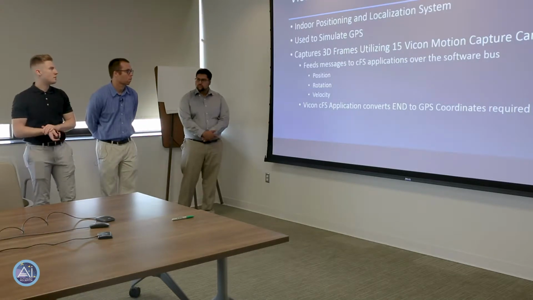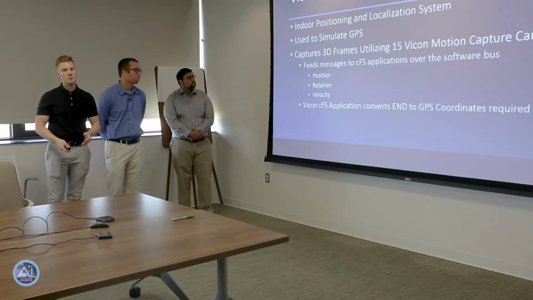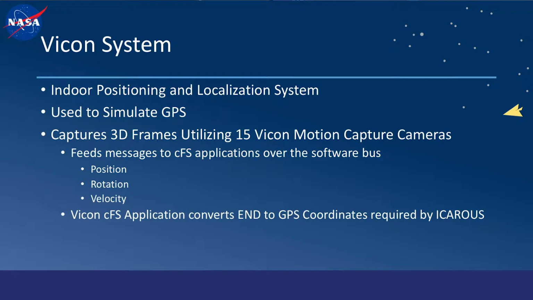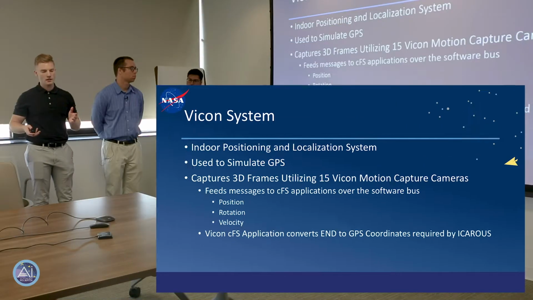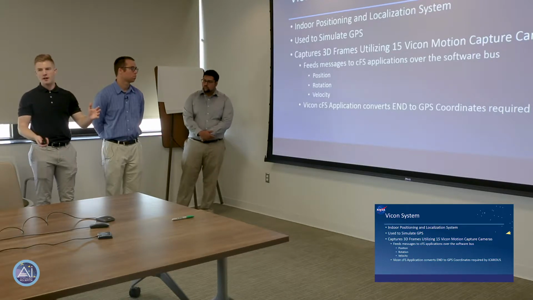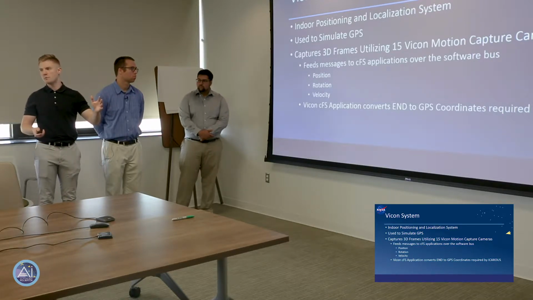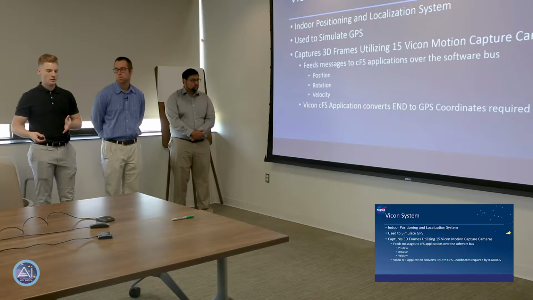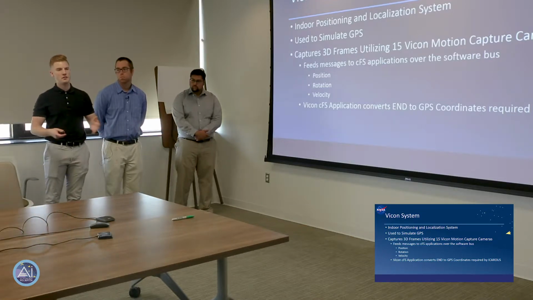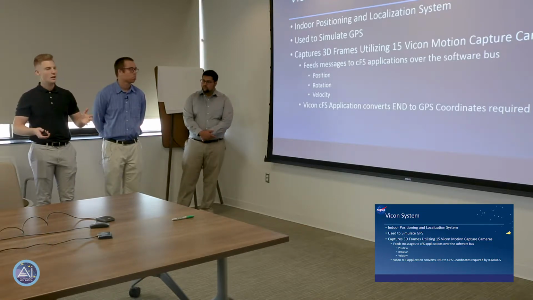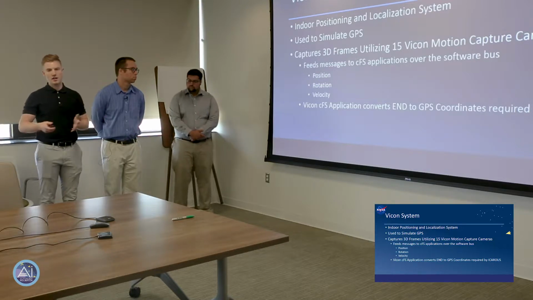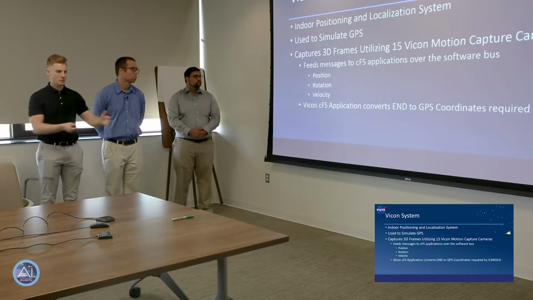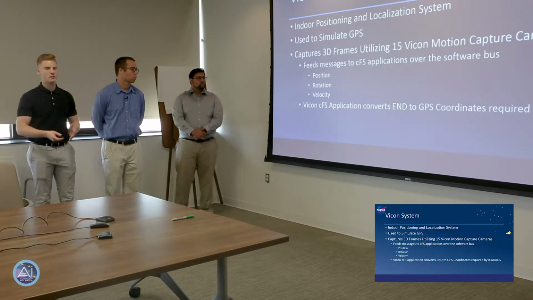So like I said, the Vicon system is just an indoor positioning and localization system. We use it to simulate GPS. Basically what happens is we're just capturing 3D frames of the entire room. So from that, if we just take a series of screenshots, basically we can calculate what kind of velocity changes there were if it was here and then it moved over there, so we know what it took to get to that point.